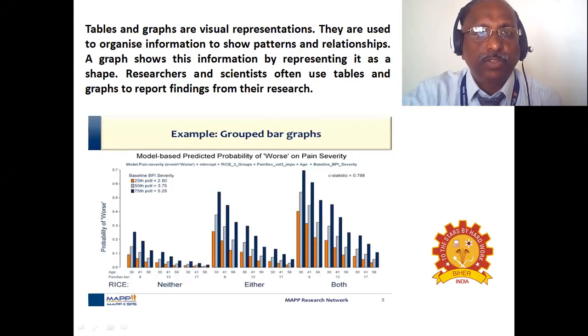Tables and graphs are visual representations. They are used to organize information to show patterns and relationships. A graph shows this information by representing it as a shape. Researchers and scientists often use tables and graphs to report findings from their research. An example of a grouped bar graph is shown here.